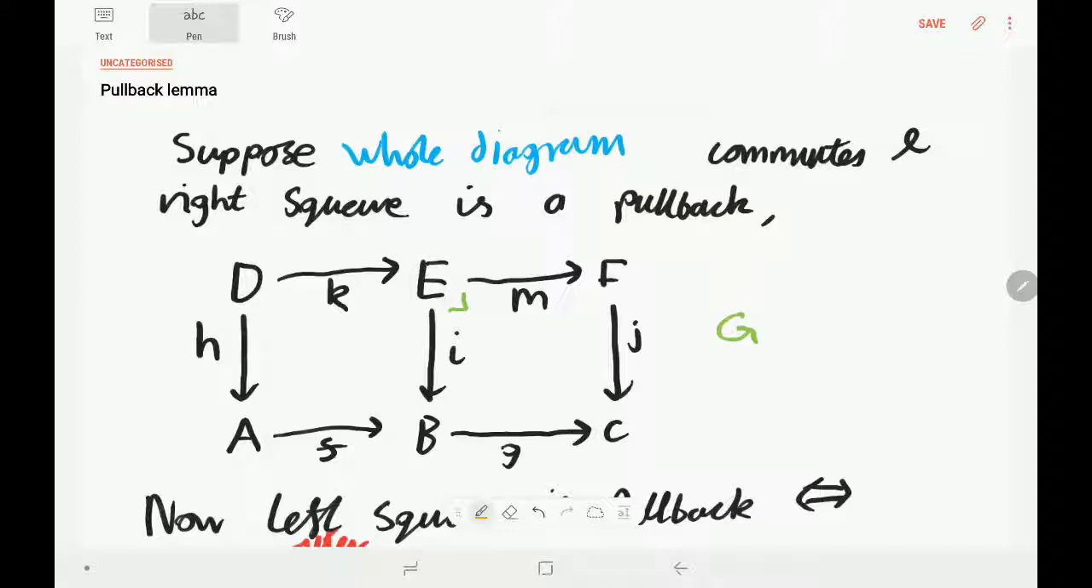So that's the basic meaning of the pullback lemma. It basically says that if you pull back a vertical arrow along one horizontal arrow, and then you pull it back again over another horizontal arrow, that's equivalent to just pulling it back over both of those arrows at the same time. So yeah, that's it.